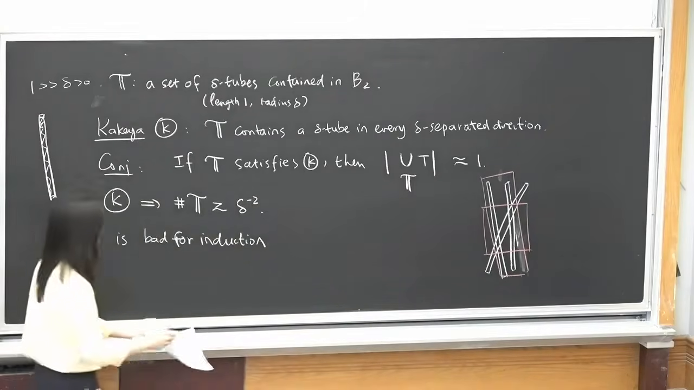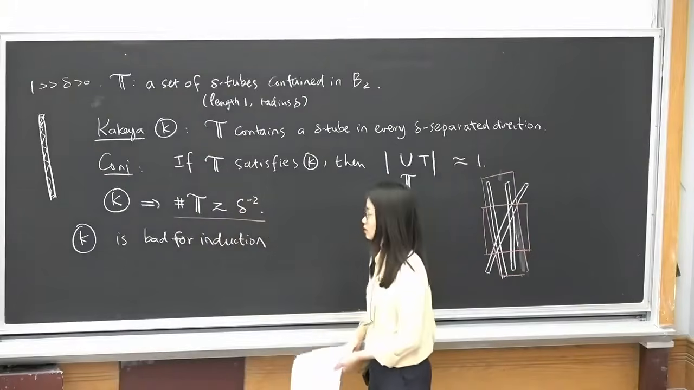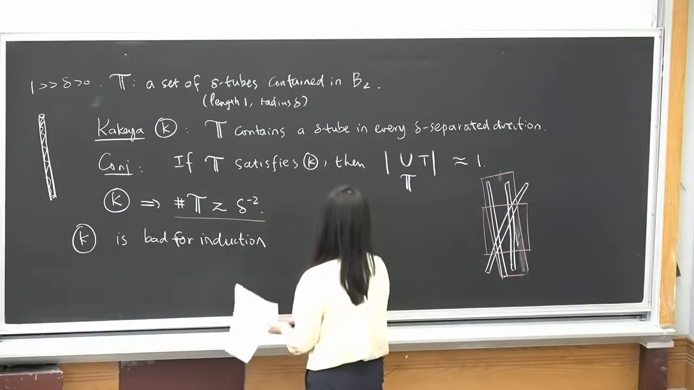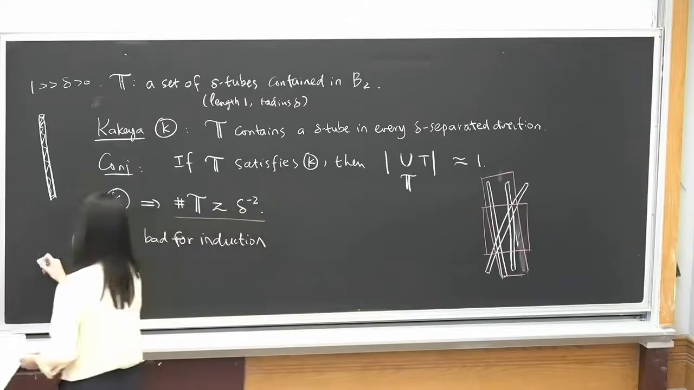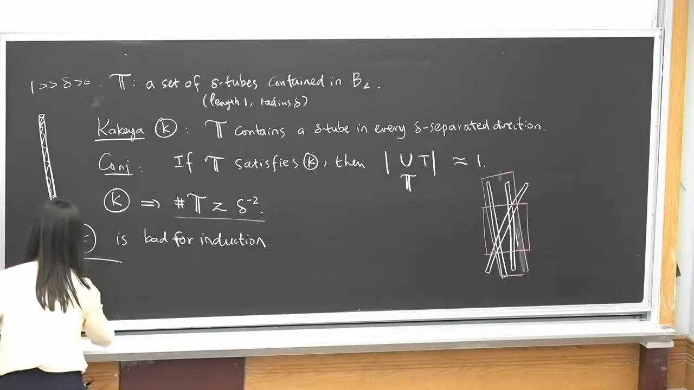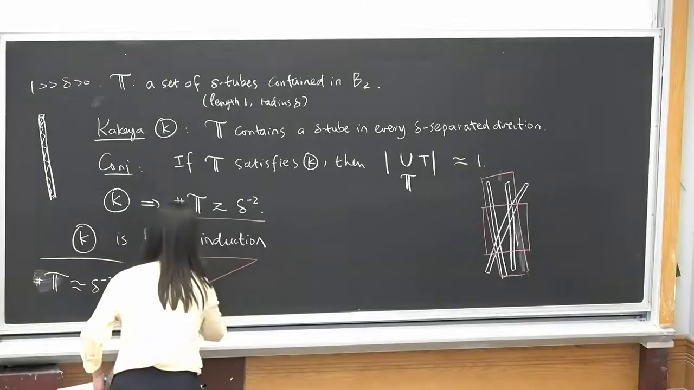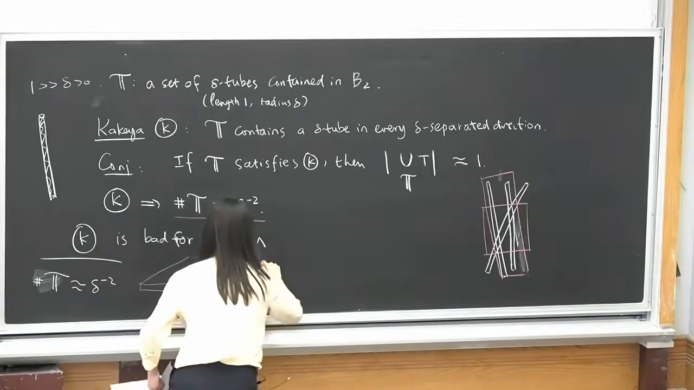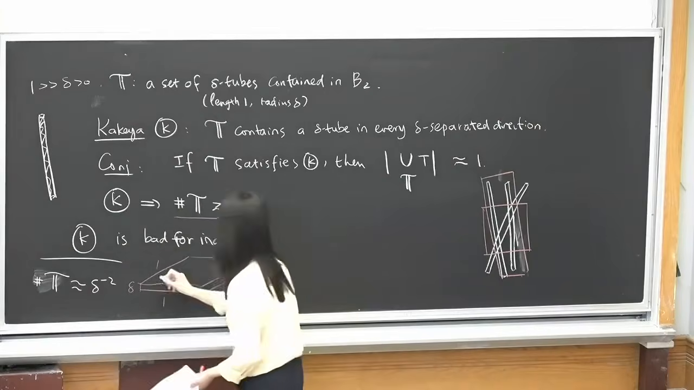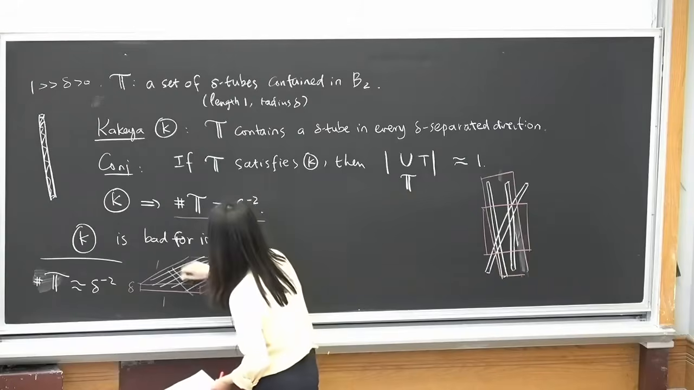And so what happens if we just use this assumption instead? Say that the number of tubes is greater than delta to the minus 2. Then this is false for the following reason. If the number of tubes is approximately delta to the minus 2, we can take a slab of size 1 times 1 times delta, and then we take T to be all the distinct tubes contained in the slab.